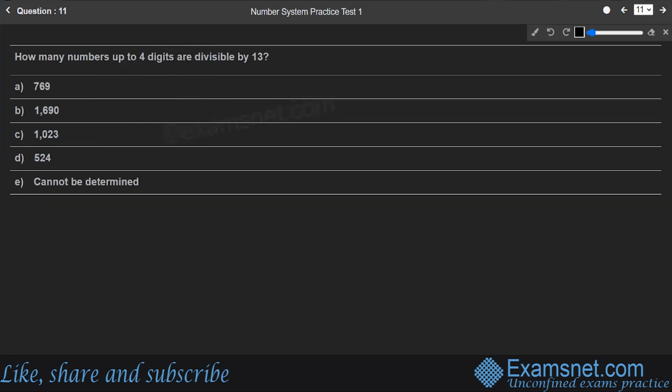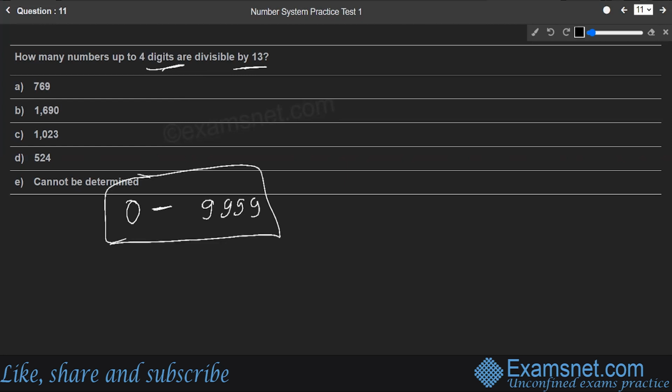Now, how many numbers up to 4 digits are divisible by 13? In this situation, we'll try to make the maximum 4-digit number. The biggest 4-digit number is nothing but 9999. This is going to be the biggest 4-digit number. He says how many numbers out of these, up to this number, are divisible by 13. So we are supposed to find out how many numbers from 0 to 9999 are divisible by 13.